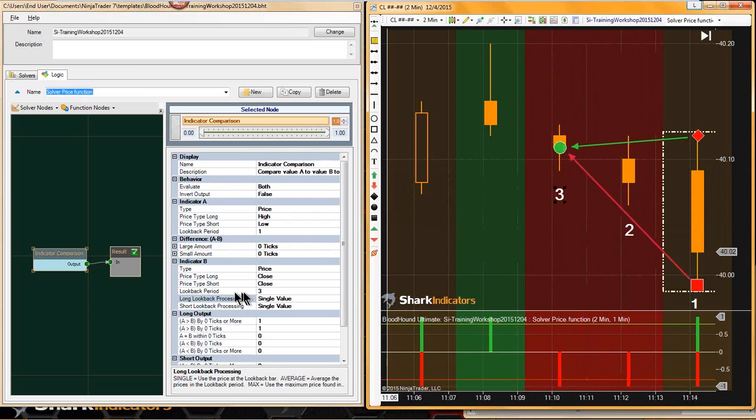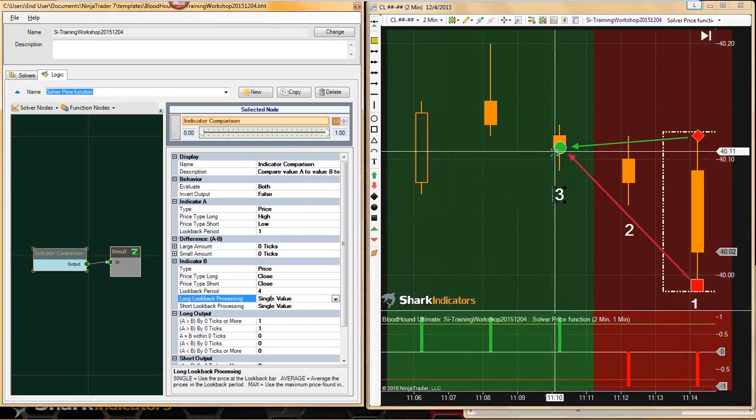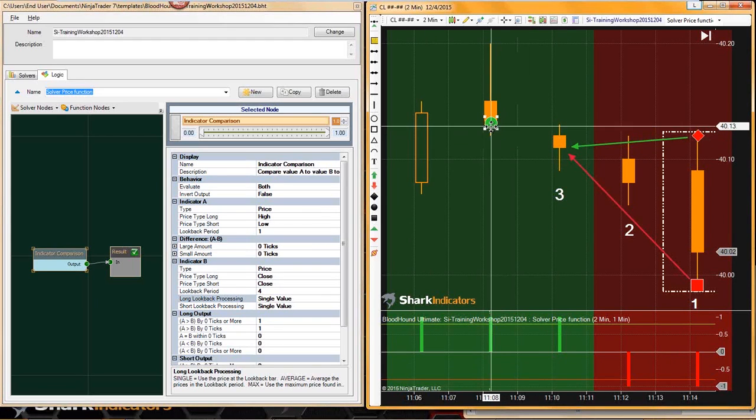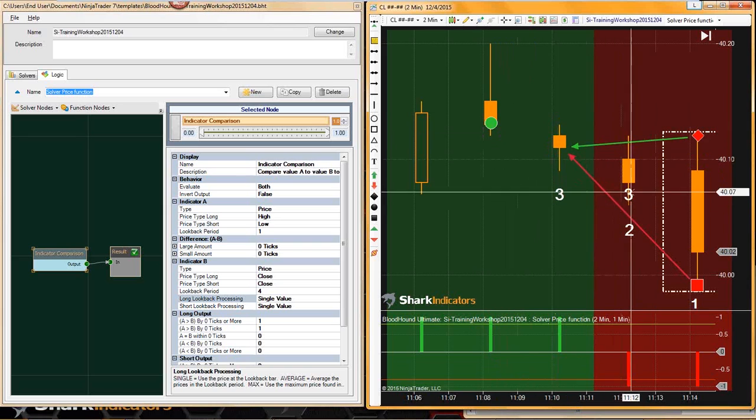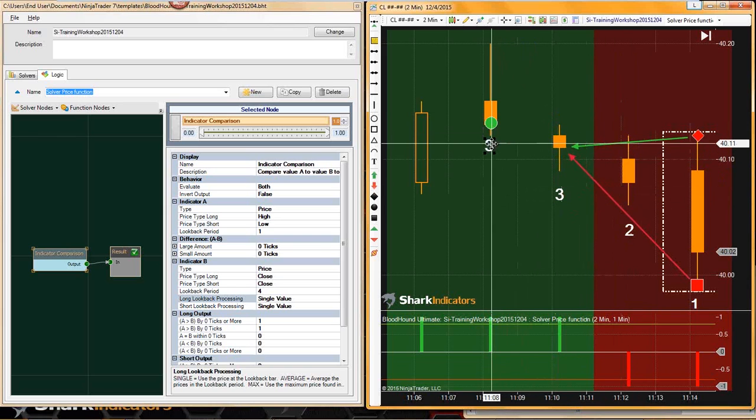Right, so we're looking at bar number 3 now. We're just looking at the single value of bar number 3. And, of course, if I go to 4, and so forth, then we're going to look at the closing price of bar number 4 back there. So that's what the single value does.